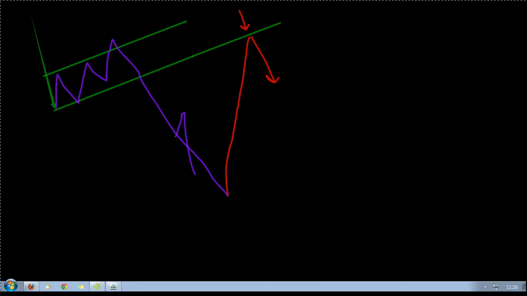So even if you've identified a flag after the effect, right, and this could be a week, it could be even a month, sometimes it can even be 2 months after the effect.